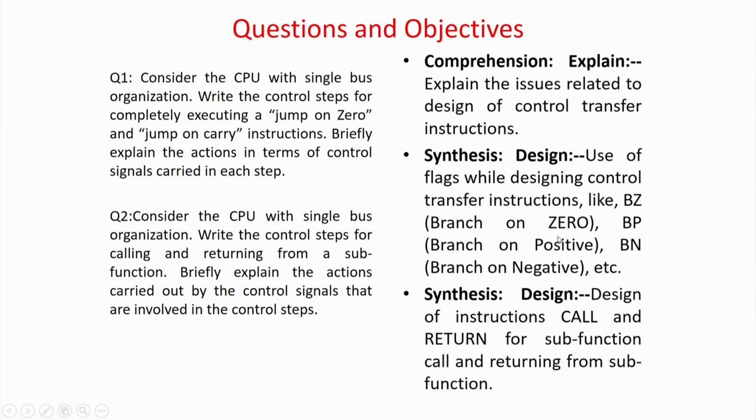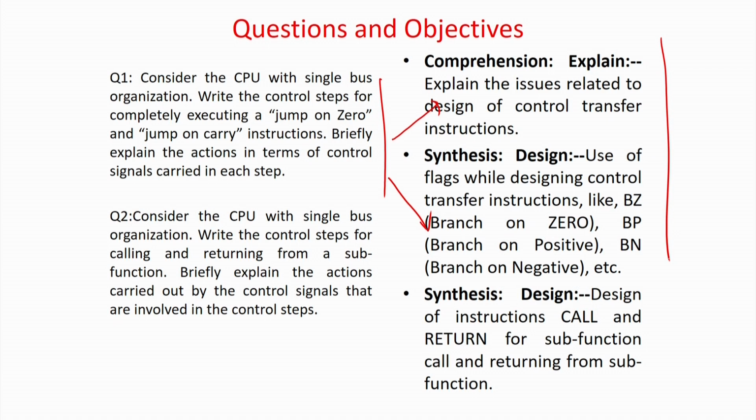So, of course, this will satisfy the next two objectives, the use of flags because you are having conditions, and the use of flags in a single bus architecture while designing control transfer. And this one is also very important because you have to explain the issues related to control transfer. If you are able to design the instructions, the micro instructions and the control signals for jump on conditions like 0, carry, etc., then you are satisfying these objectives.